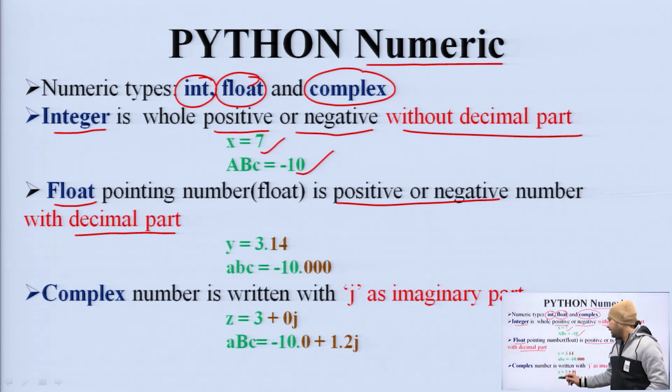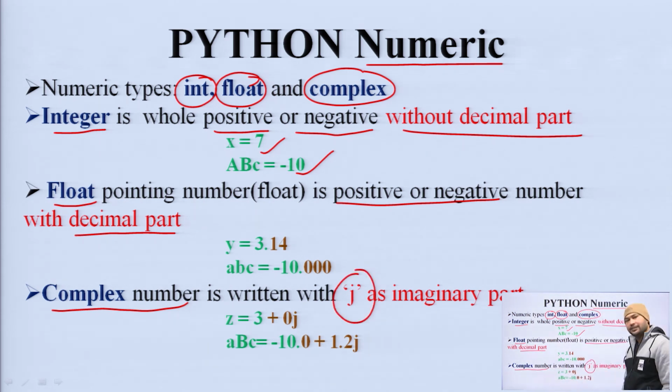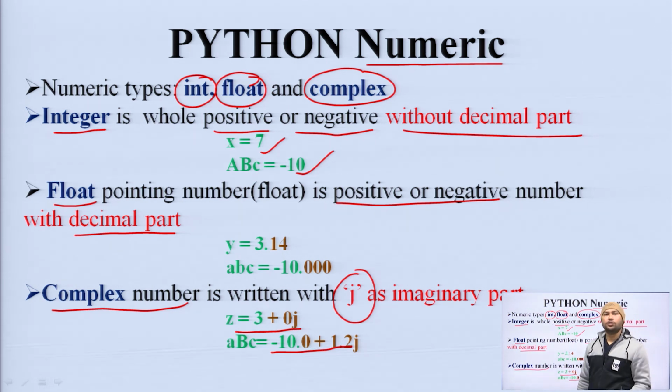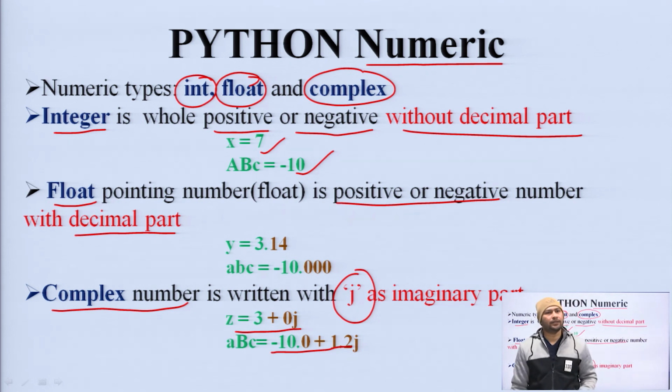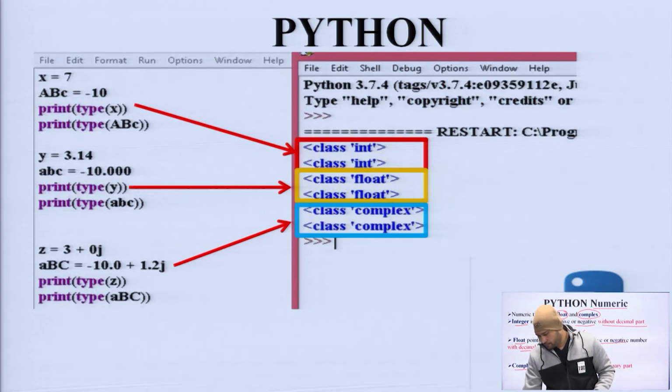Next, the last one, that is the complex number. In Python, this j is treated as the imaginary part, and here you can see the data written in the complex form: 3 plus 0j, minus 10.0 plus 1.2j. By comparing these two, you can see that integer or float values can be taken in the complex data type, whether we are talking of a real value or the imaginary value, both can be considered.